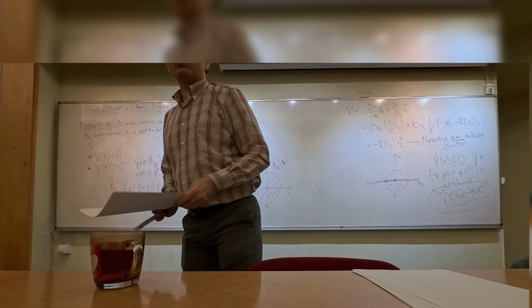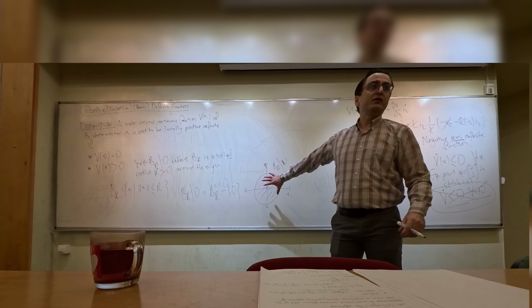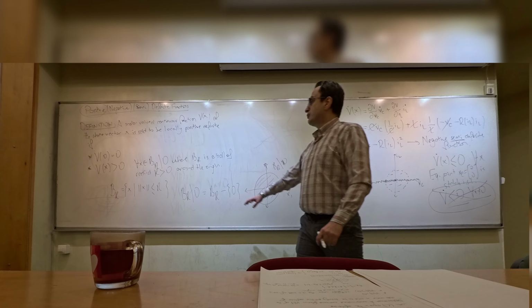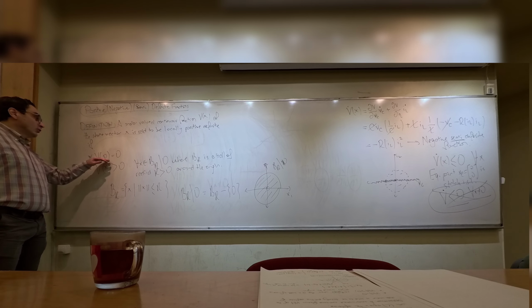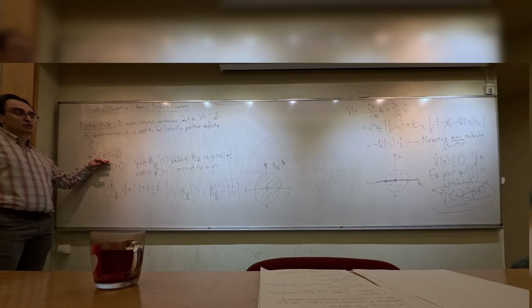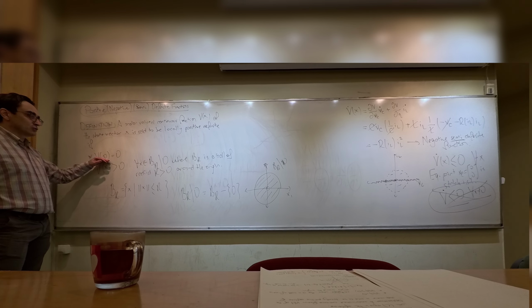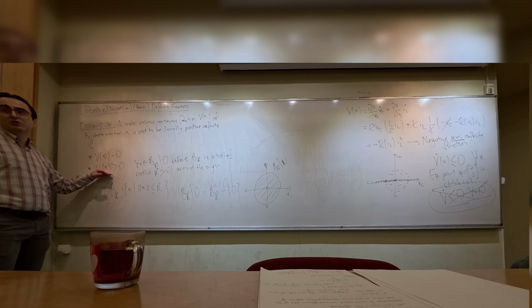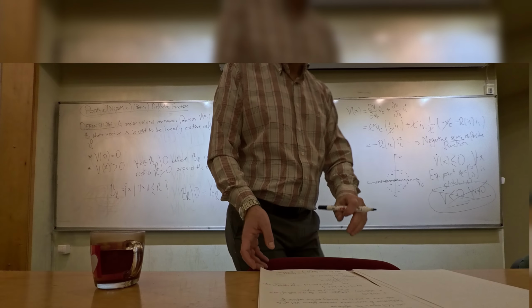A function is called locally positive definite if there exists a B_R, if there exists a ball around the origin which would satisfy this property. In that ball, V of 0 should be 0. So the function should have 0 value at the origin. And in that ball, everywhere other than 0 the function should have positive value.